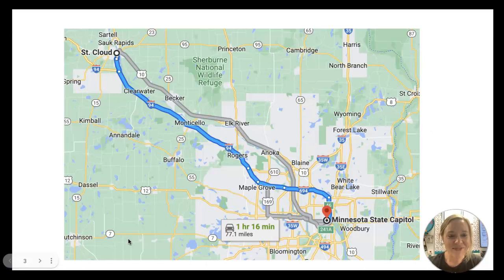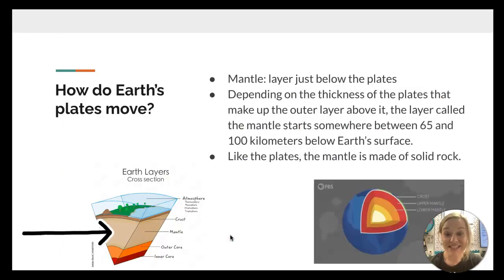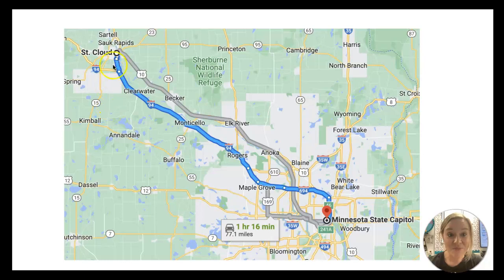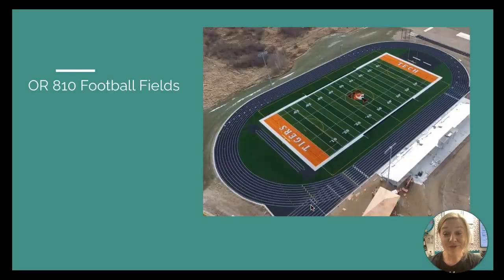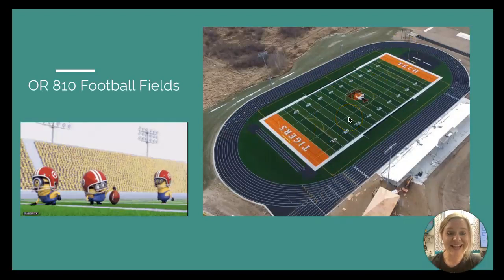For reference, if we were to drive or walk on the highway from St. Cloud to the capital of Minnesota in St. Paul, that'd be about 77 miles, which is between that 65 and 100 kilometers. So that would be about how deep the crust is. It would also be the same as 810 football fields. So 810 of these football fields.